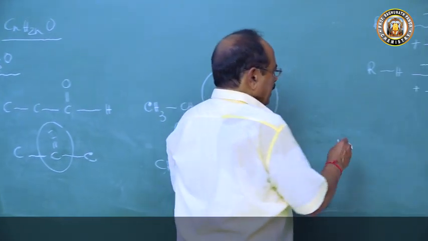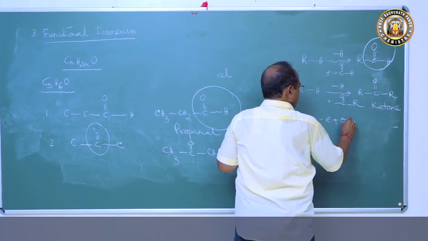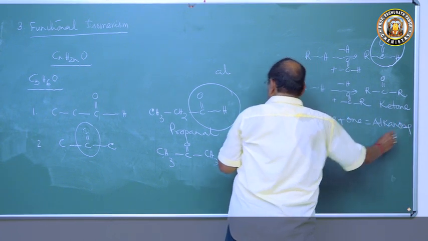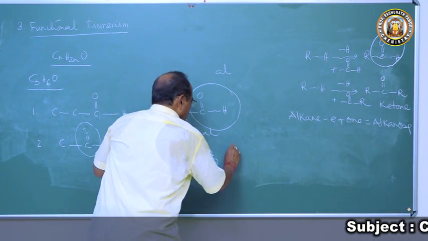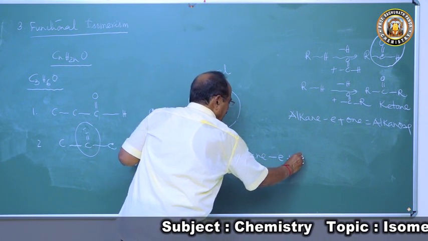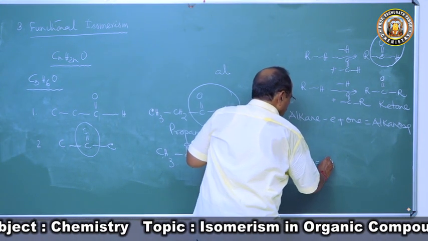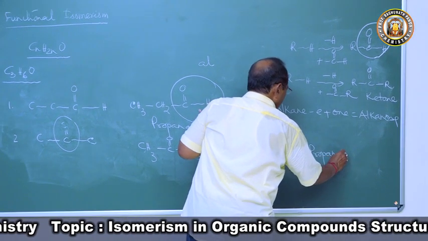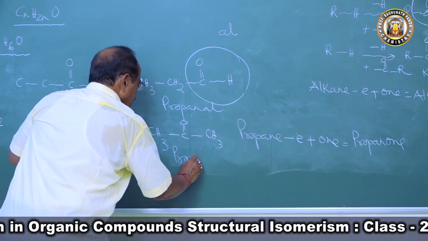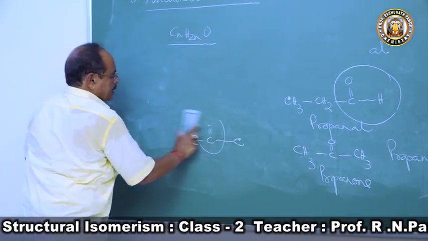So how are ketones named? Alkane minus E plus ONE is called alkanone. So here how many carbon atoms are there? 3 carbon atoms are there, so it is propane. Now E is gone, and ketone means ONE. So it is called propanone. This compound is called propanone. So propanal and propanone are the functional groups.